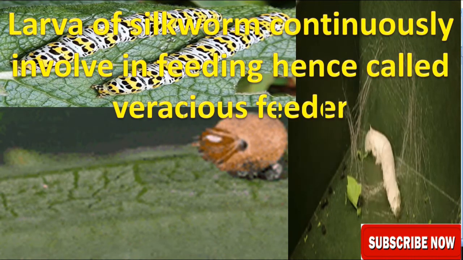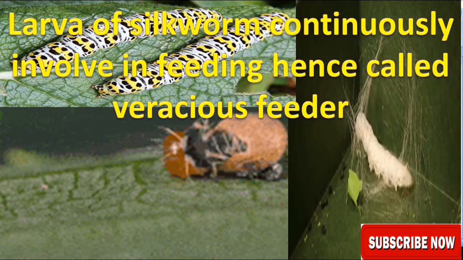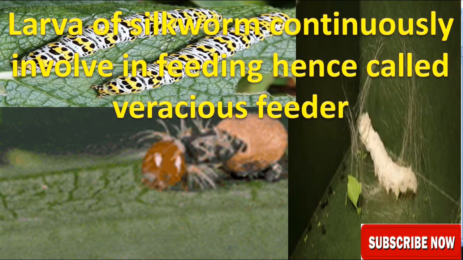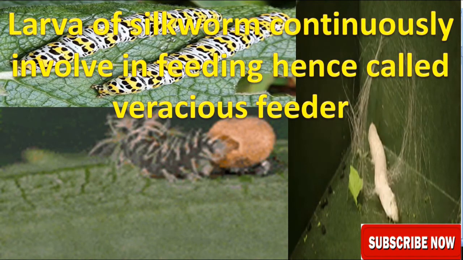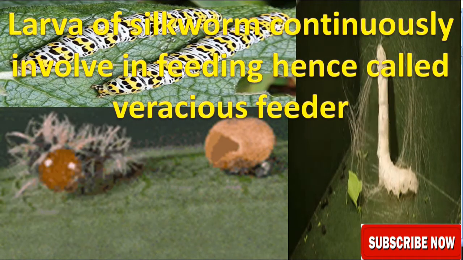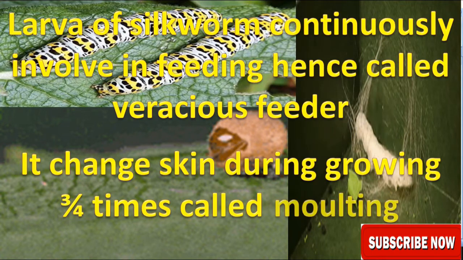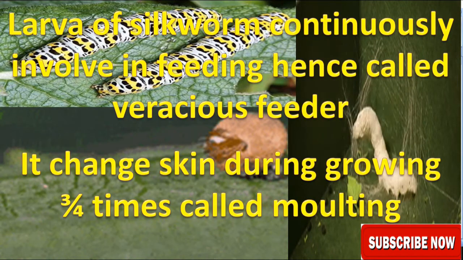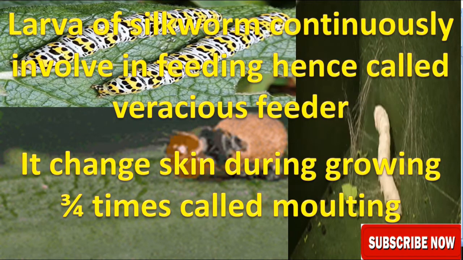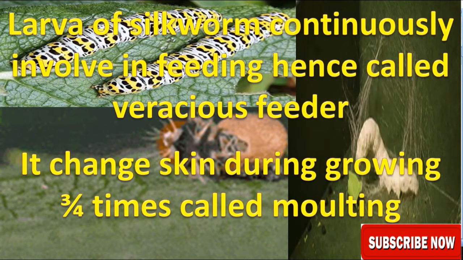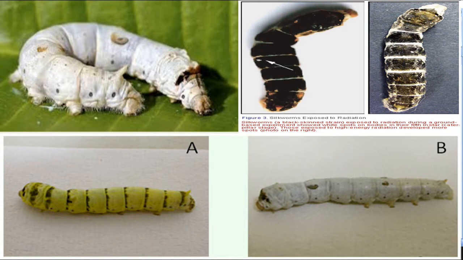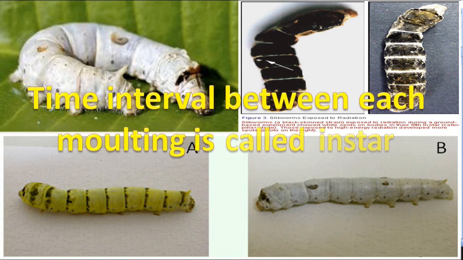Larva of silkworm is continuously involved in feeding, so it is called a voracious feeder. It actively remains involved in feeding on mulberry or castor leaves. Larva of silkworm changes its skin about 4 times during growing, called moulting. Time interval between each moulting is called instar. It means 5 instars are found in larva.